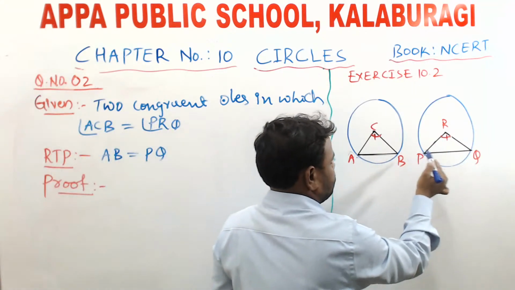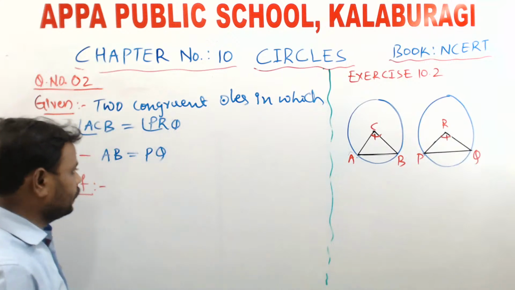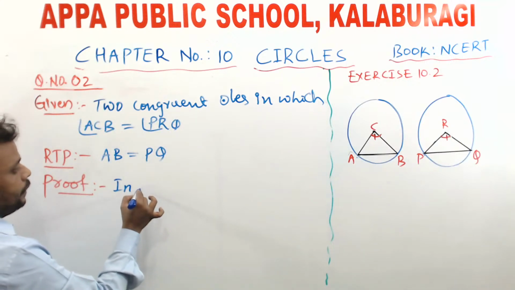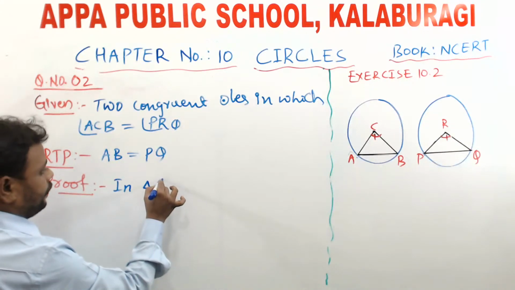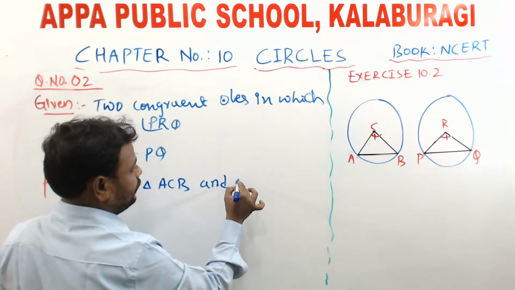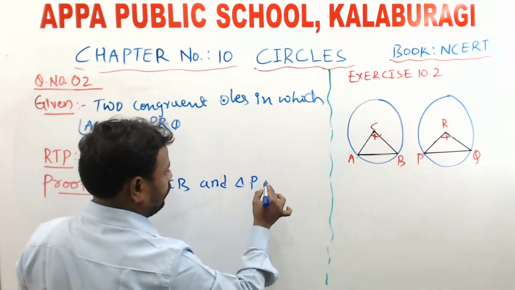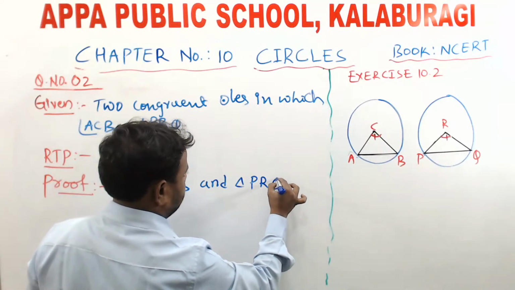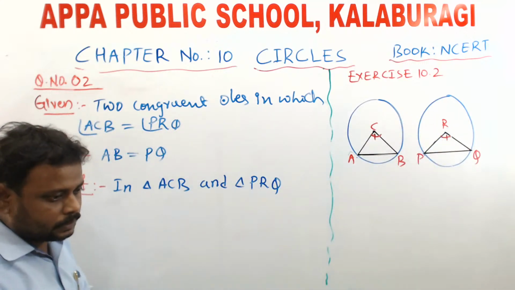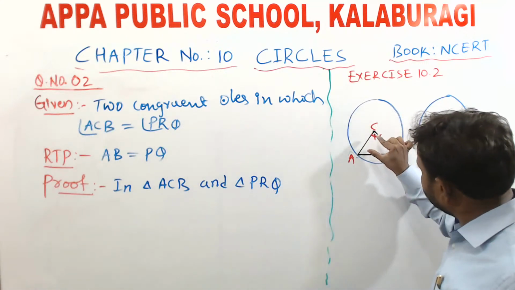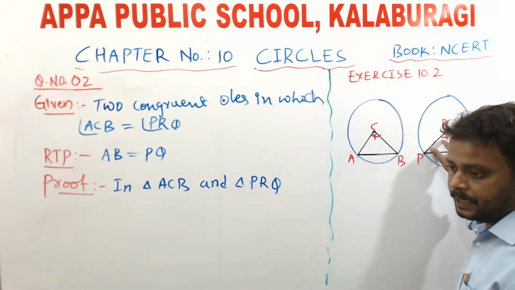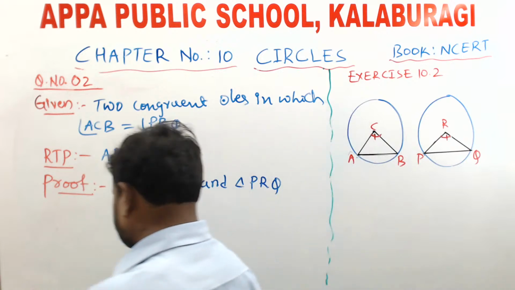This AB is equal to PQ is required to prove. So in the proof, in triangle ACB and in triangle PRQ, because these two circles are congruent. Congruent means whatever radius it measures for AC, the same radius it measures for PR, the radius of the circle.